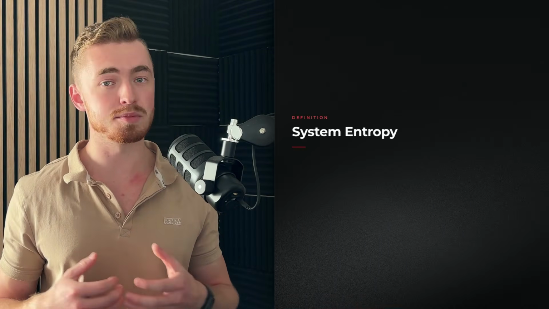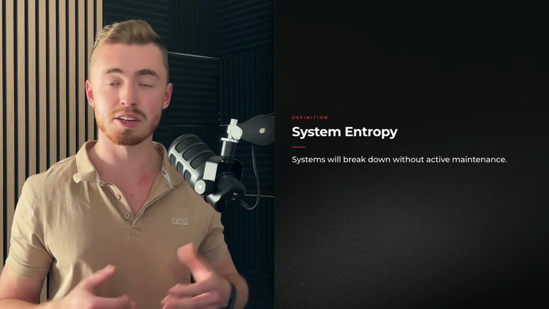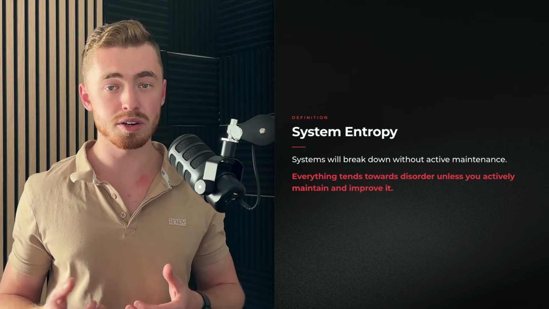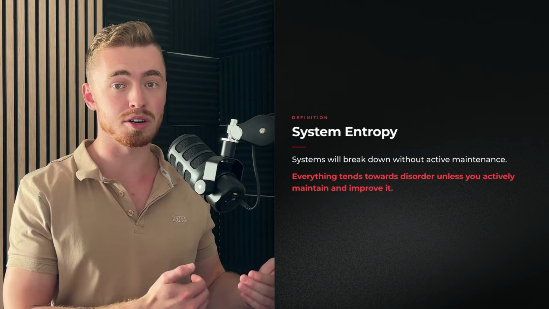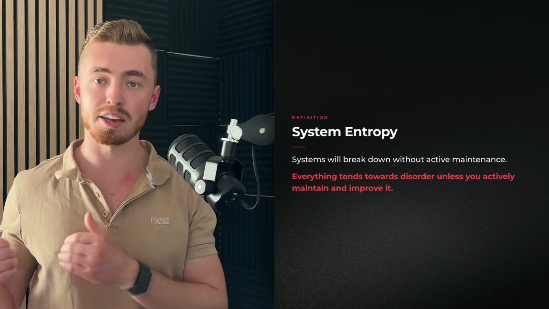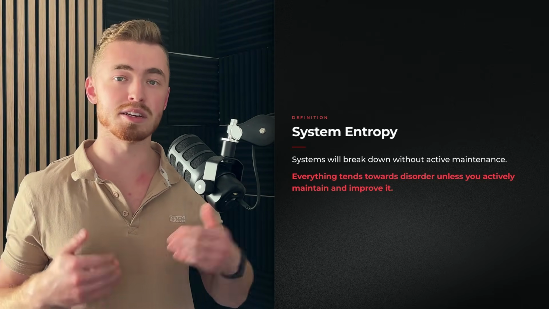So this layer is you ensuring that the system that you're using keeps running, you're maintaining it, and you're improving it so that you combat system entropy. System entropy is the tendency for systems to break down without active maintenance. Just like everything else in the physical world, everything tends towards disorder unless you actively maintain and improve it. And your business systems are no exception.